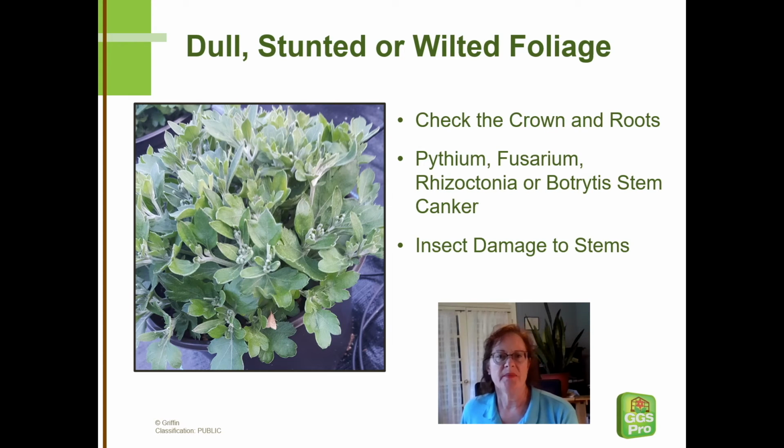When you're checking your mum fields and looking out across them, you might see some plants occasionally that have dull colored foliage or stunted growth compared to the rest of the crop, or sometimes a single wilted stem or half of the plant wilted. You might immediately think that this is a disease and treat for that, but I would encourage you to go check those plants carefully, because in addition to disease, these symptoms can be mimicked by insect damage.